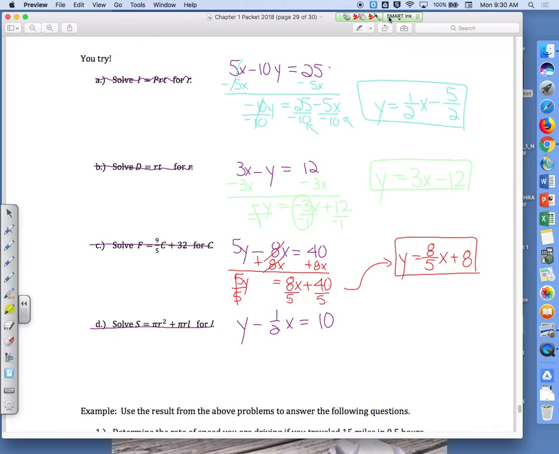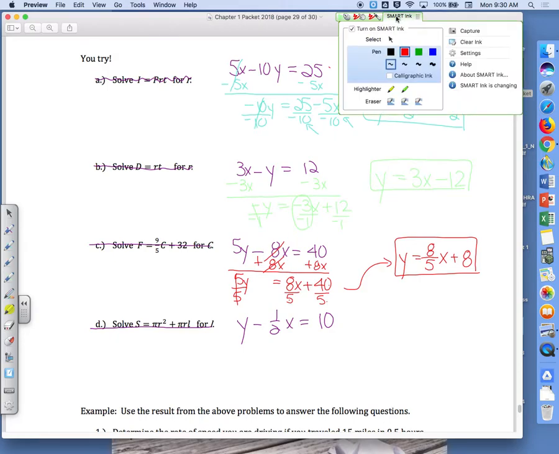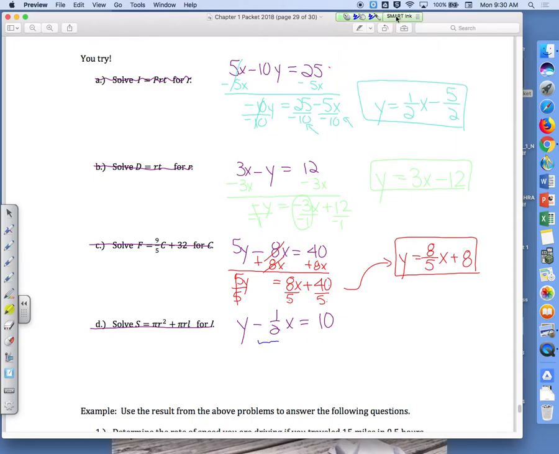Right, so leave your answer with fractions in it. Don't change them to decimals, because in the next section, you're going to need to convert them back to fractions again. So you might as well just leave them as a fraction. And then this last one, the only thing we need to get rid of is this minus 1/2 x. So we're going to add 1/2 x to both sides. Minus 1/2 plus 1/2 cancels out. We're left with y. You have a 1/2 x and you have a 10. So 1/2 x and it's positive 10, so plus 10.